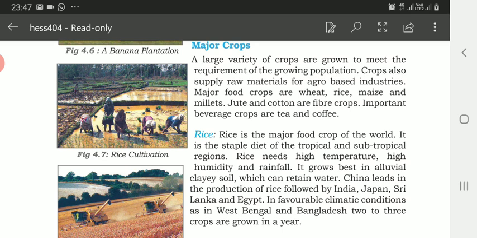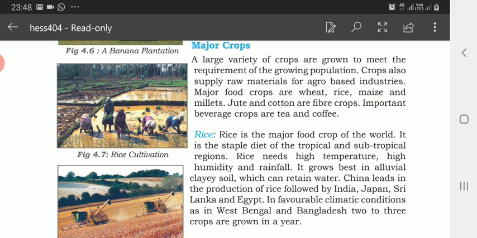Retain means what? To hold the water. Why to hold the water? Because rice is a crop which requires a huge amount of water, and if the soil absorbs the water, then what will happen? This water will not be available for the plants, and therefore the soil for the growth of rice should have the quality of retaining water.